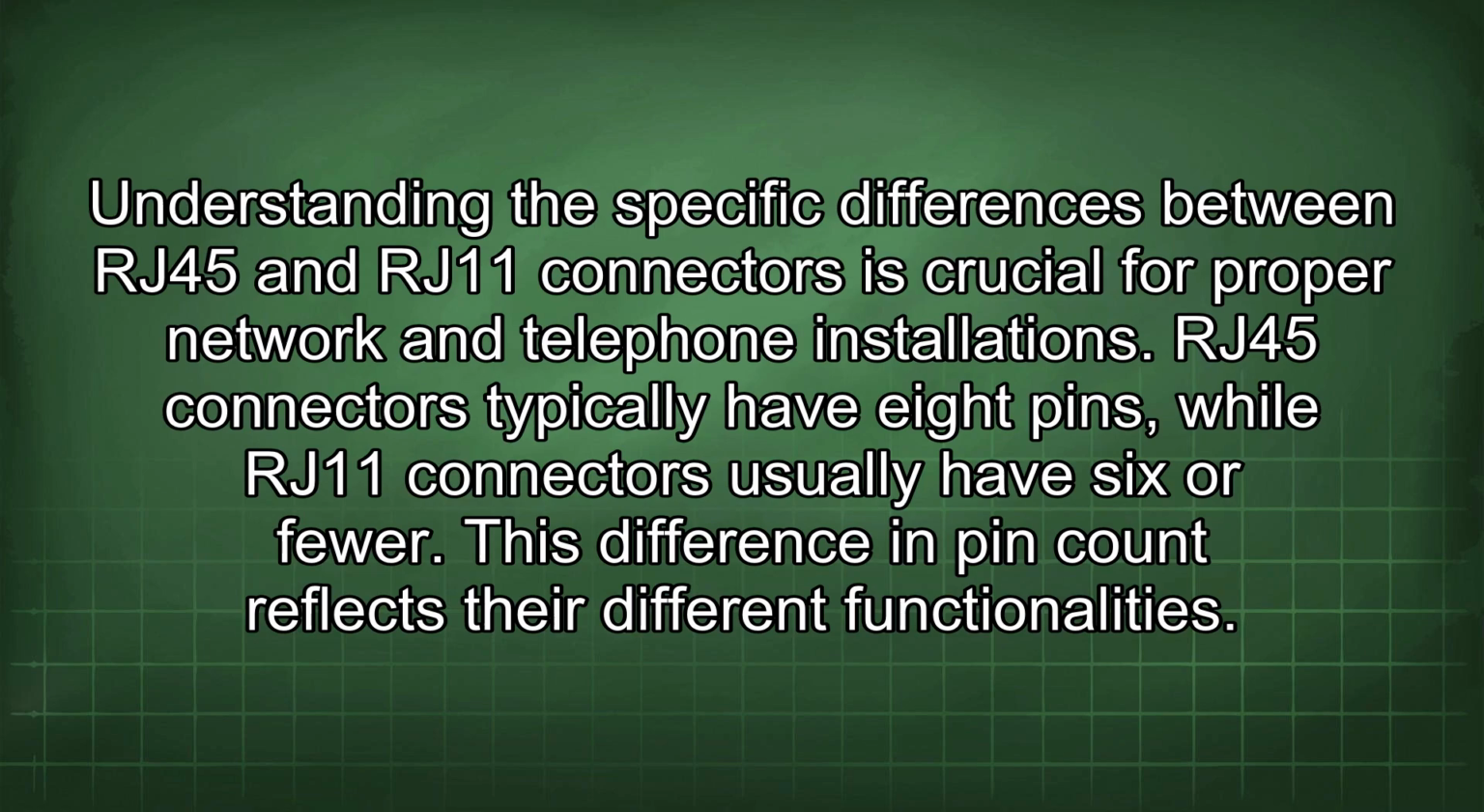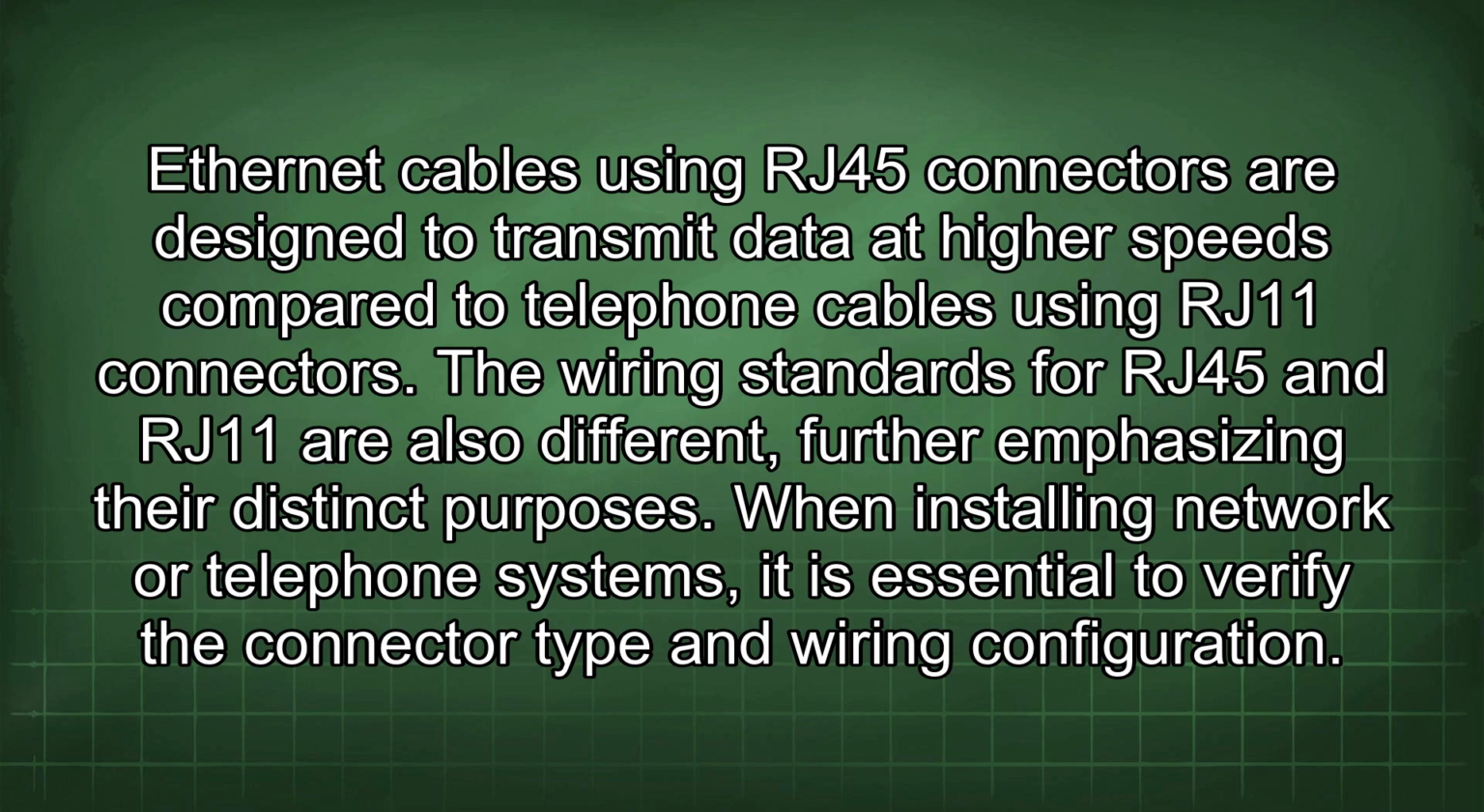Understanding the specific differences between RJ45 and RJ11 connectors is crucial for proper network and telephone installations. RJ45 connectors typically have 8 pins, while RJ11 connectors usually have 6 or fewer. This difference in pin count reflects their different functionalities. Ethernet cables using RJ45 connectors are designed to transmit data at higher speeds compared to telephone cables using RJ11 connectors. The wiring standards for RJ45 and RJ11 are also different, further emphasizing their distinct purposes.